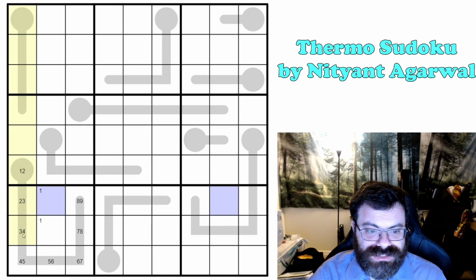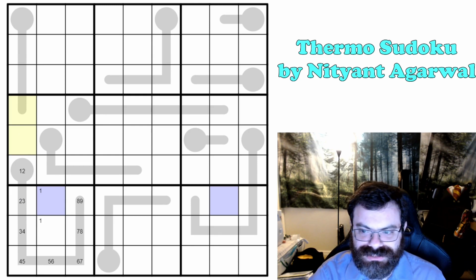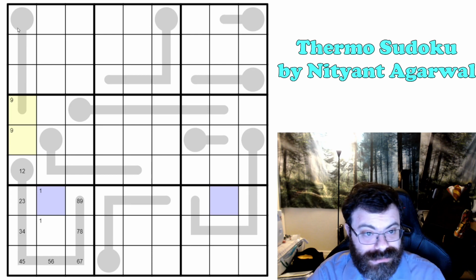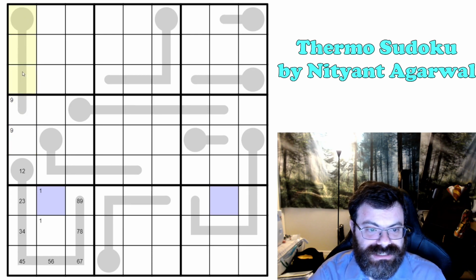So 9 in this column is going to be in one of these 2 cells. So that's quite nice because that limits it in this box. So just to go over that again, a 9, if it's on a thermo, has to be at the end of a thermo, and none of these are thermo ends, and none of these are thermo ends. So it's either at the end of this thermo, or it's in this non-thermo cell.